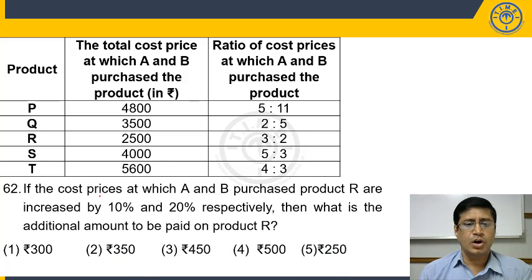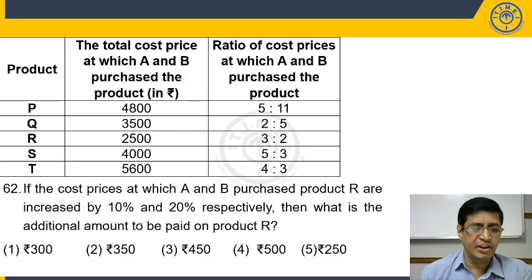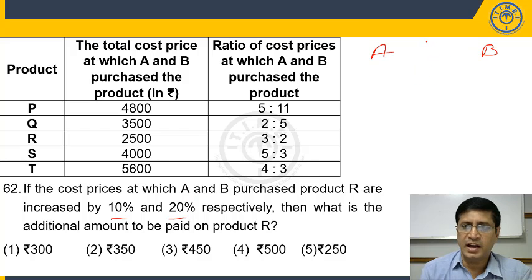If the cost prices at A and B for purchasing product R are increased by 10% and 20% respectively, what is the additional amount to be paid? So A and B, what do we need to find? We need to find product R. What is the value of R here?